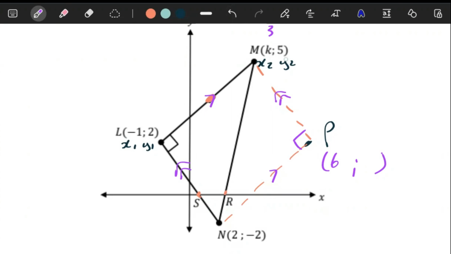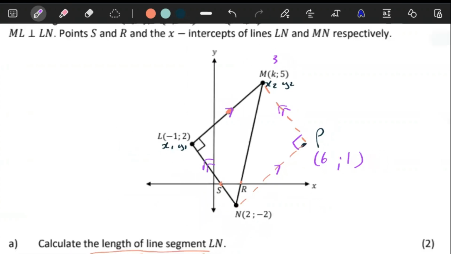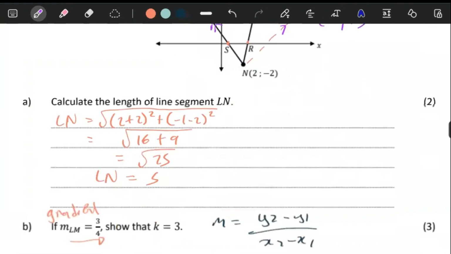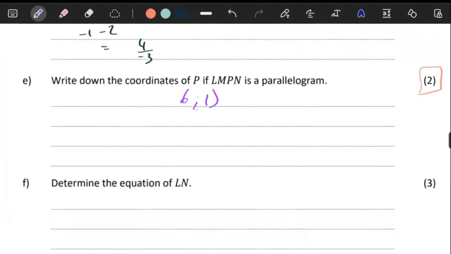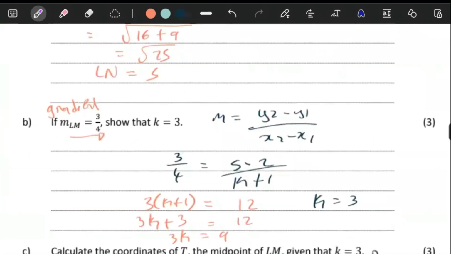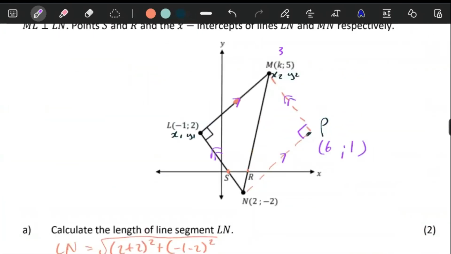Once we have that, you can now compare the y values between these two also. You see, from 2 to -2, that's going to go down 4 units. So from 5 going down 4 units, it's going to give you a 1. So the coordinate there is just 6 and 1. So that's that for that question. Nothing crazy, nothing major. So let's put your 6 and 1, because they said LMPN. So it's like, where's LM and then PN?